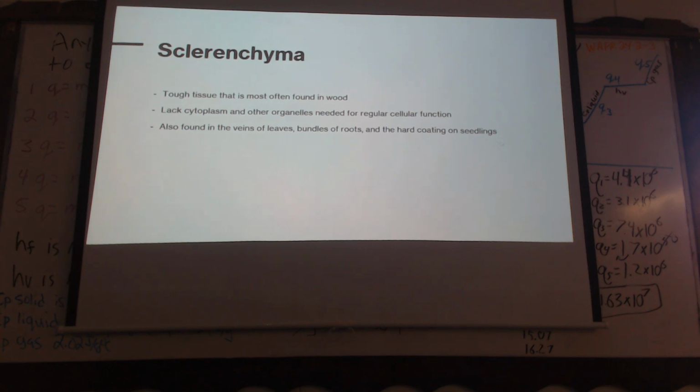Sclerenchyma. This is the tough tissue that is most often found in wood. If you think of wood, sclerenchyma. They lack cytoplasm and other organelles needed for regular cellular function. They're also found in the veins of leaves, the bundles of roots, and hard coatings on seedlings.